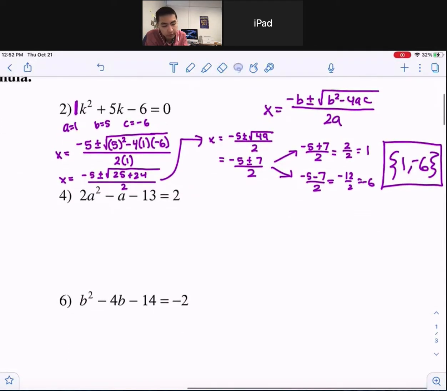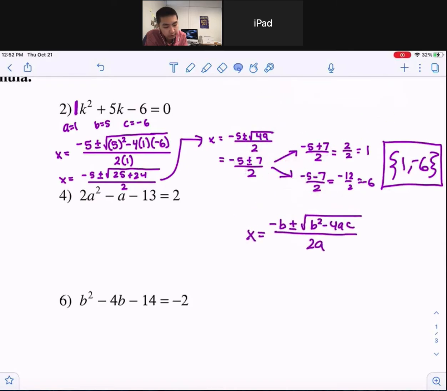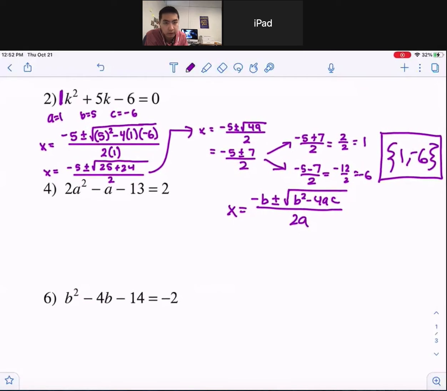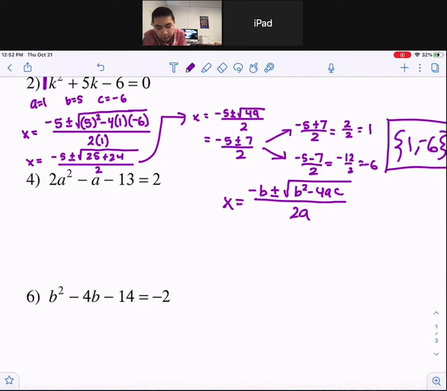Okay, number 4. Again, I'm going to drag this down just so that we always have this reminder of the formula. So our a value is 2. Now, it's really a negative 1, so our b is negative 1, and our c is negative 13. And again, you plug a, b, and c into our formula.